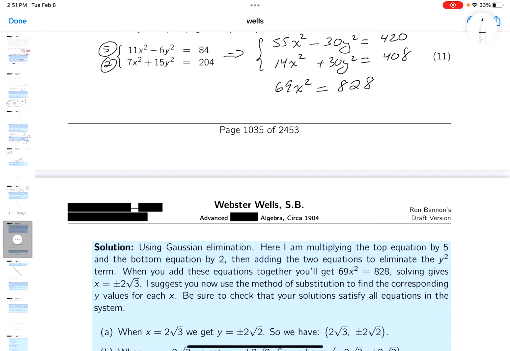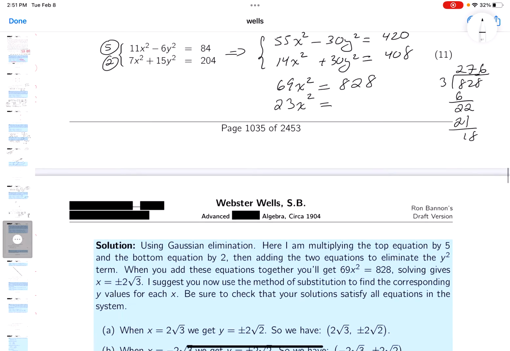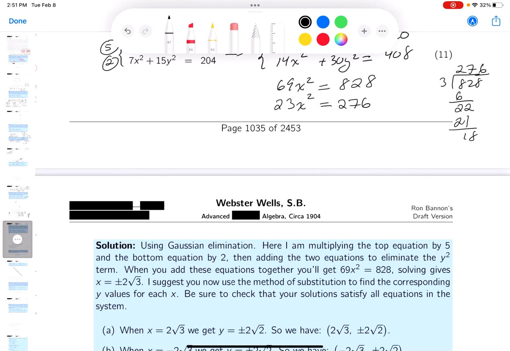And 3 goes into 69 23 times. And 3 goes into 828, let's see, 276. So that's going to be 276. All right, let's keep going, step by step. Let me get my eraser out, though. I want to erase that baby arithmetic. And 23 into 276. Let's do it.